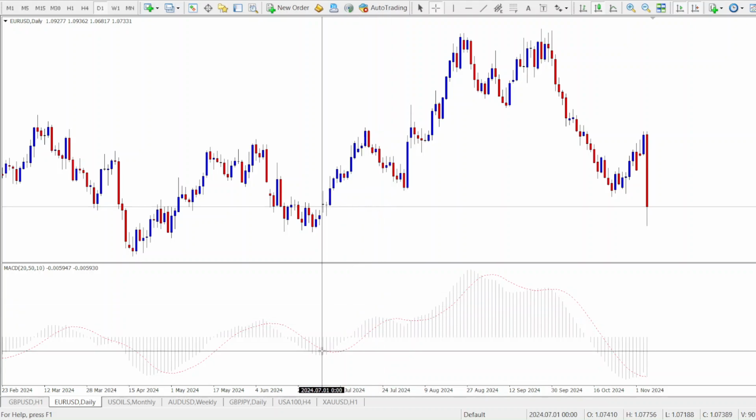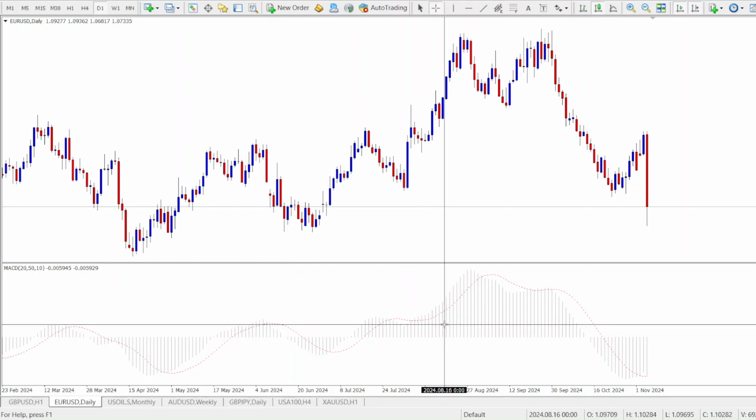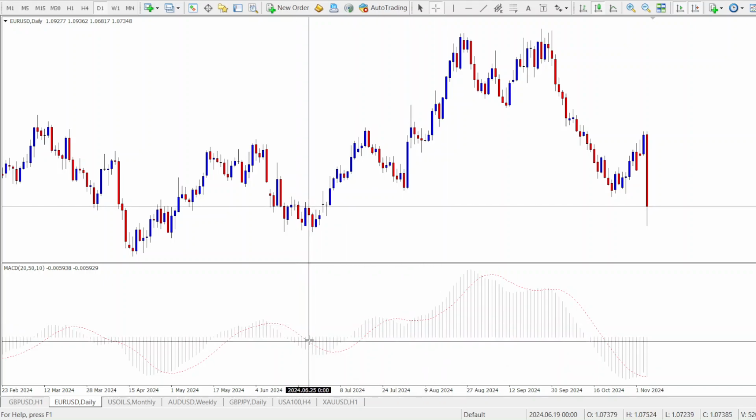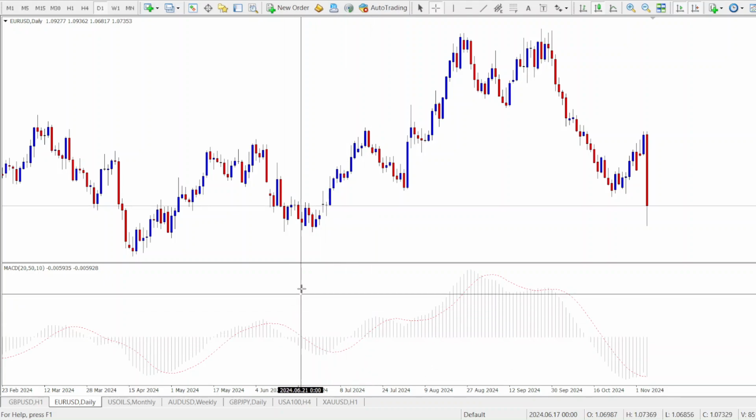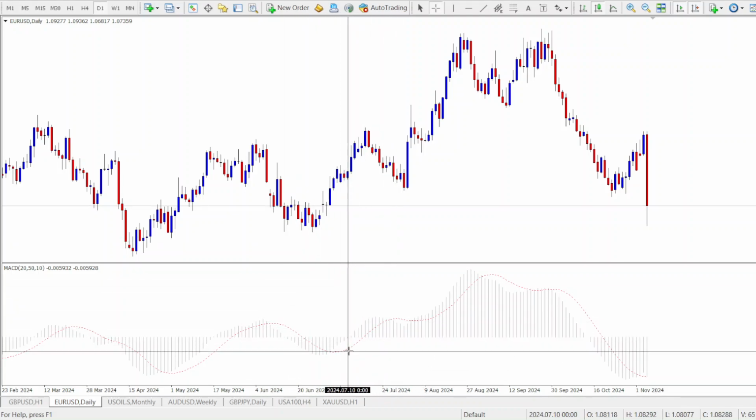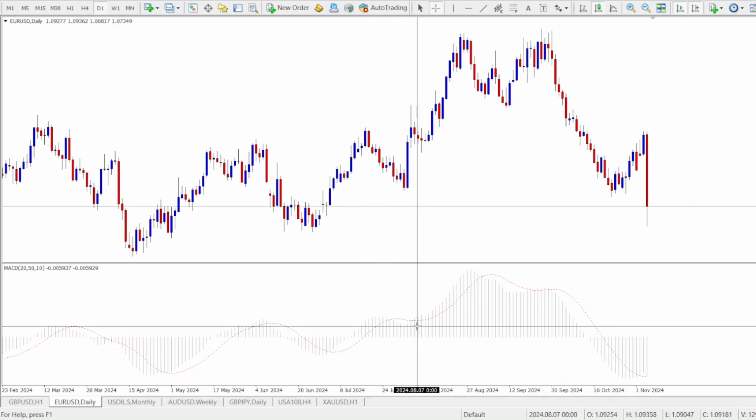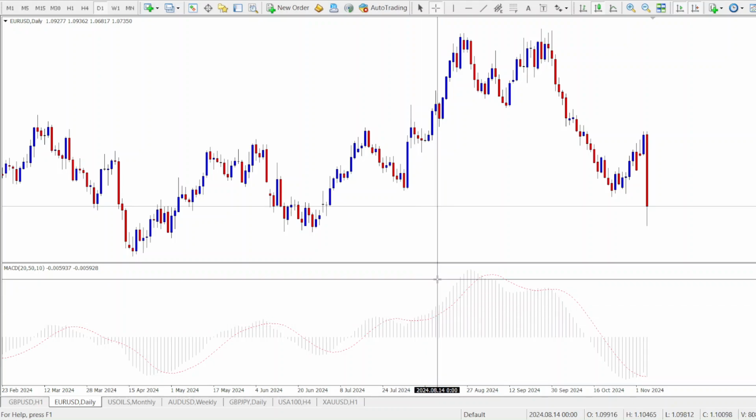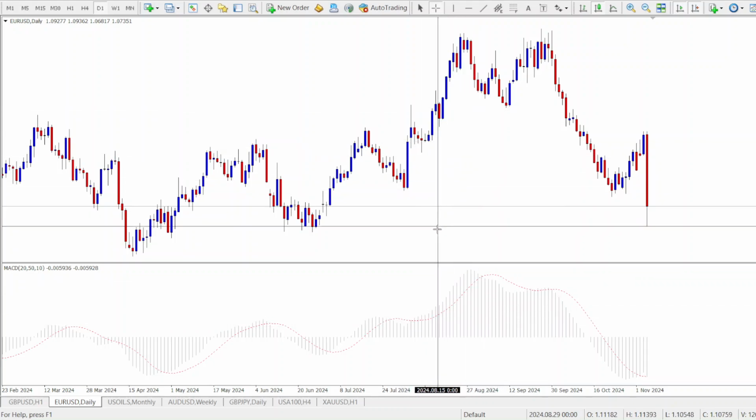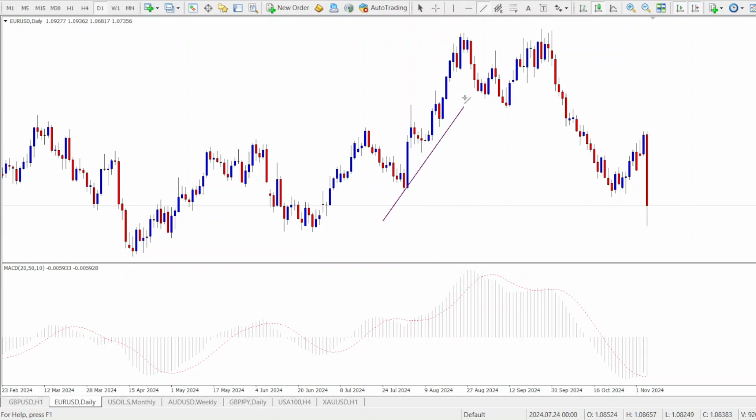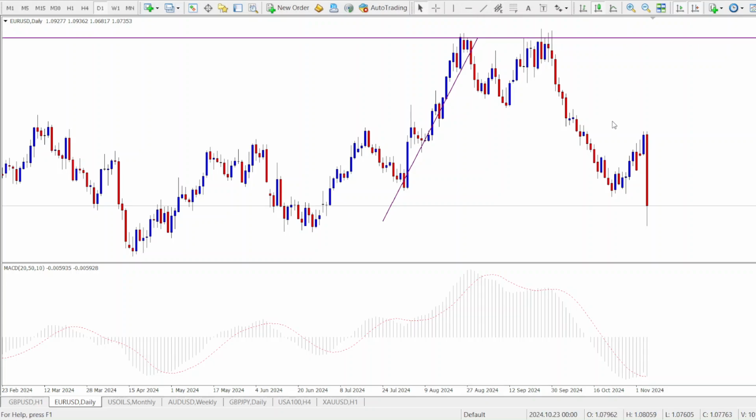One thing for you to know is that the longer the histogram bars, the stronger the momentum. We can see here we had short histogram bars showing that the momentum was weak. But when we finally had the histogram bars jump into the positive territory and then started increasing in length, it shows that we had a significant bullish momentum, and you can see what happened afterwards. We had the price rally all the way up to this resistance zone.